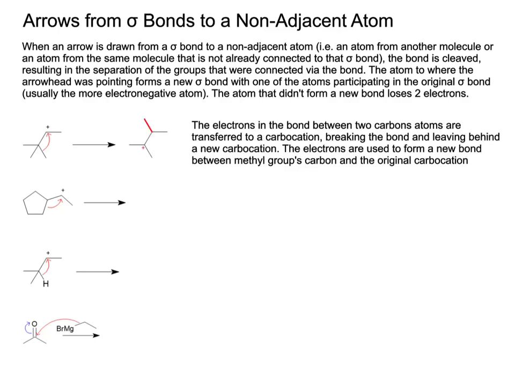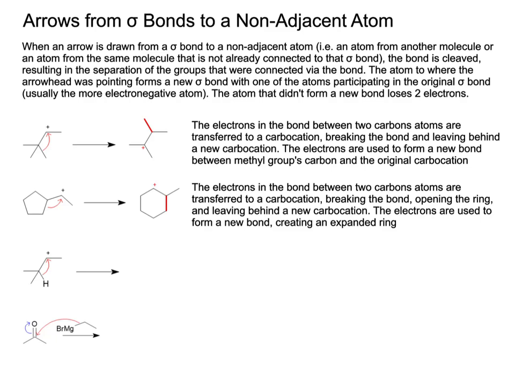In our first example, the electrons in the bond between 2 carbon atoms are transferred to a carbocation, breaking the bond and leaving behind a new carbocation. The electrons are used to form a new bond between the methyl group's carbon and the original carbocation.